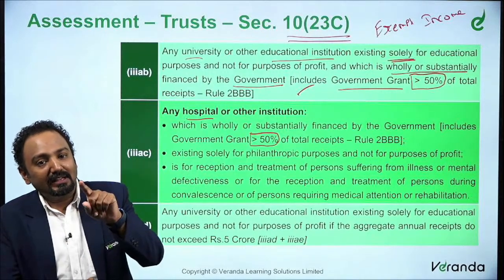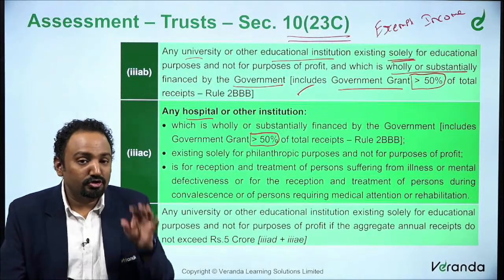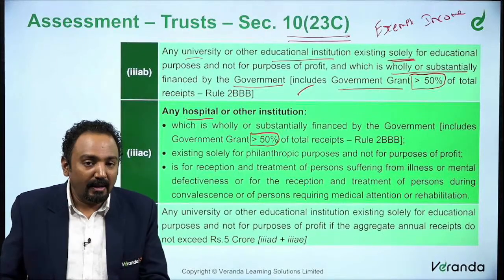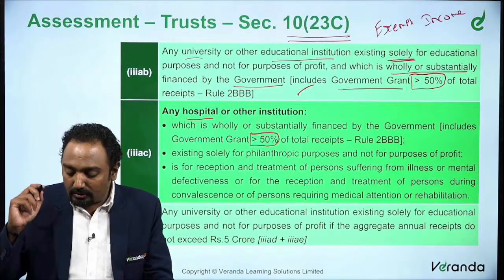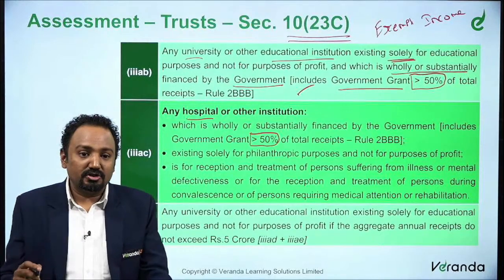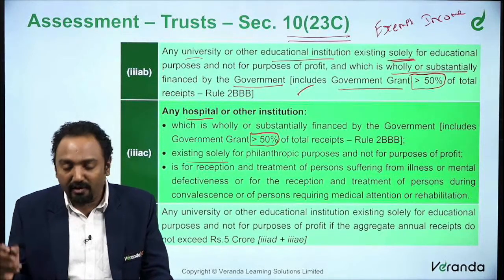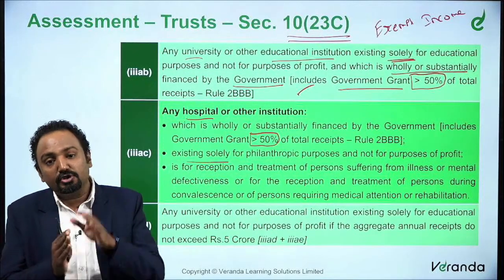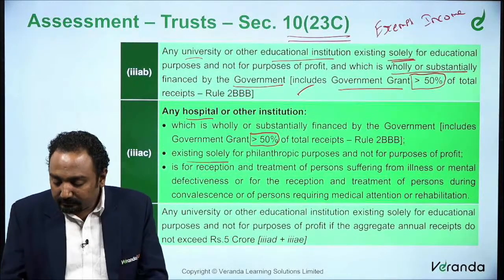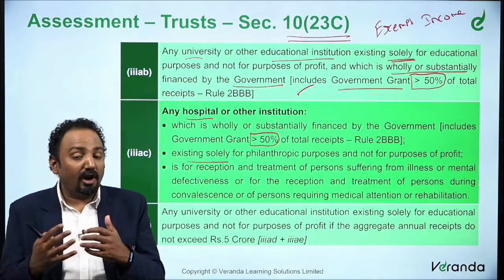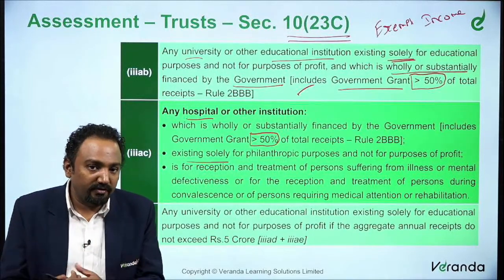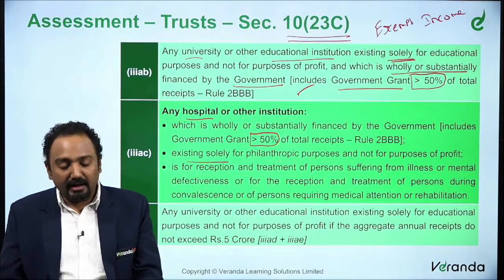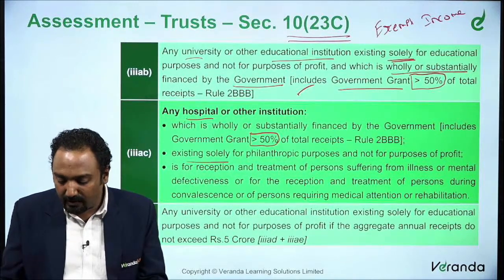As we said, this university or educational institution should exist solely for the purpose of education. What should the hospital be for? Very good. So this hospital or institution should exist solely for philanthropic purposes. As we said, the purpose of such a hospital should only be not for profit. It should only be for philanthropic, that is charitable, activities. So that's what you are calling existing solely for philanthropic purposes.